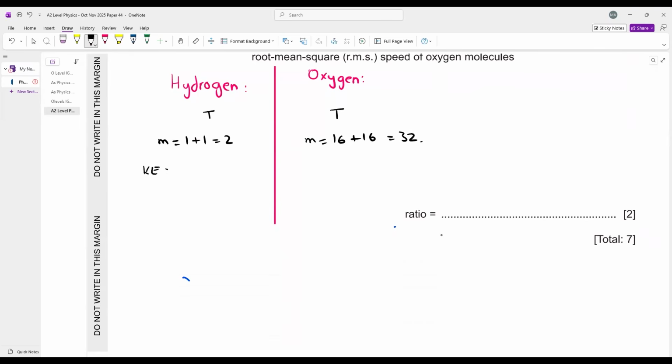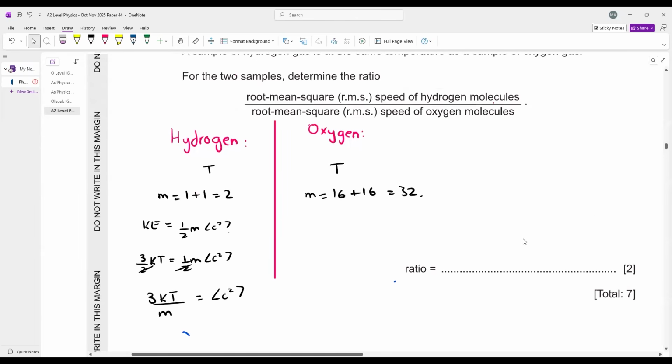Kinetic energy is equal to half m c square. What was the other formula for kinetic energy? 3/2 kT equals half m c square. Half, half cancel out. 3kT divided by m is equal to c square. Now you don't want the value of c square. You want root mean square speed. What was root mean square speed? Under root of c square is equal to root mean square speed.